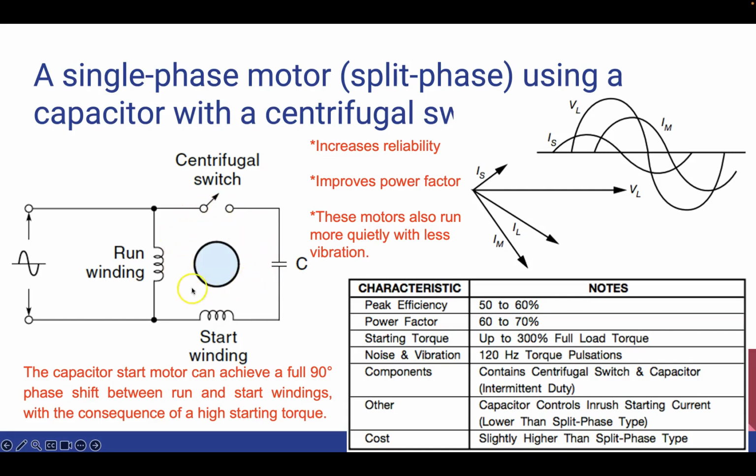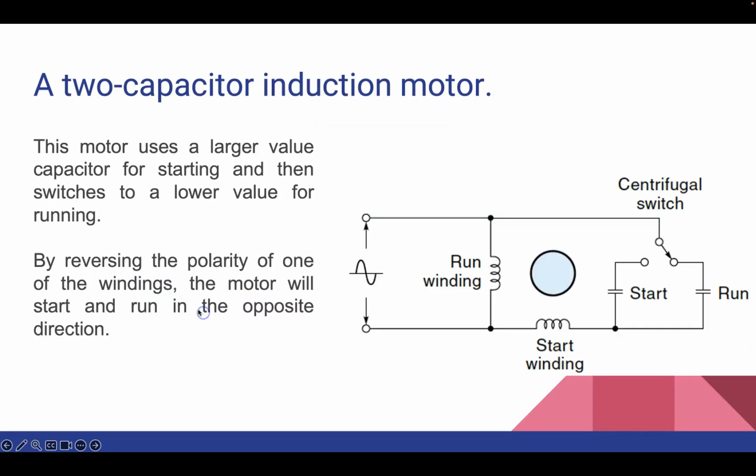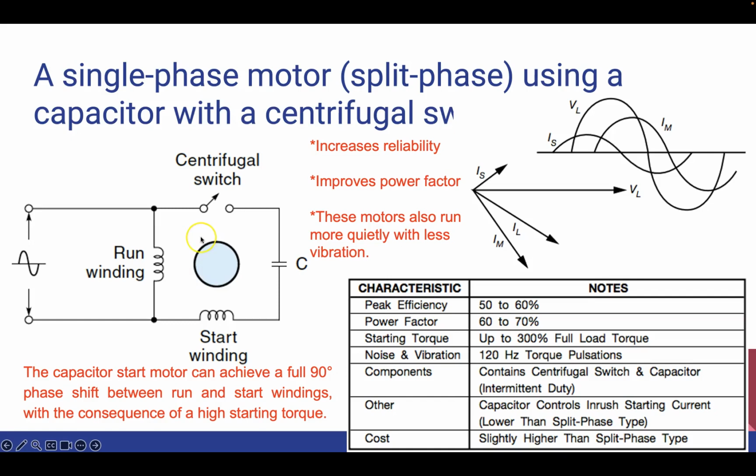Once the motor starts running, the switch opens and the motor continues to operate in single phase mode on the run winding. The capacitor start motor can achieve up to a full 90-degree phase shift between the run winding and the start winding, with the consequence of high starting torque.